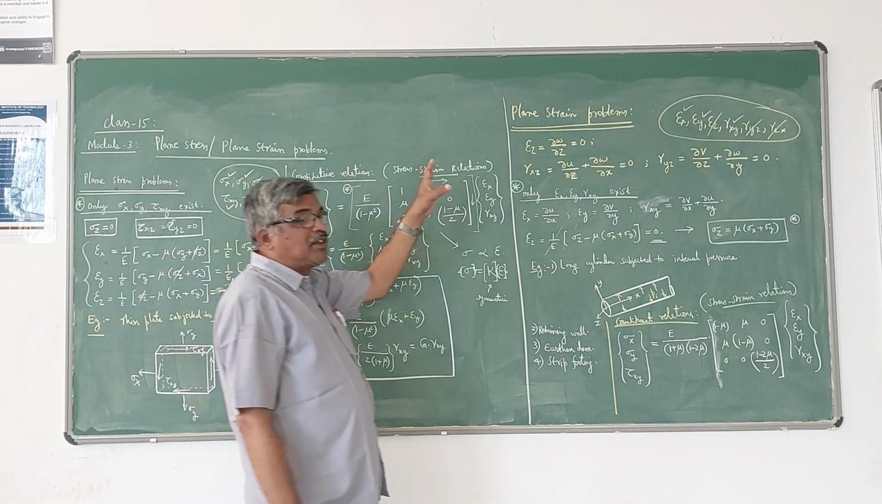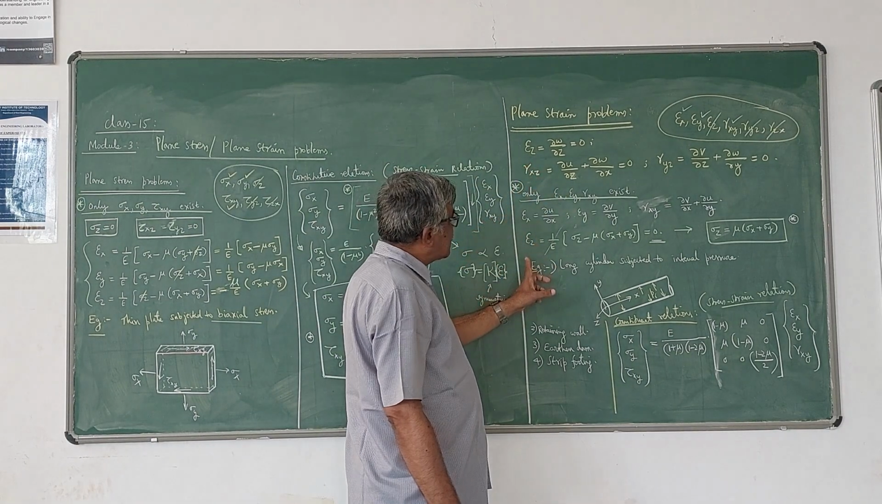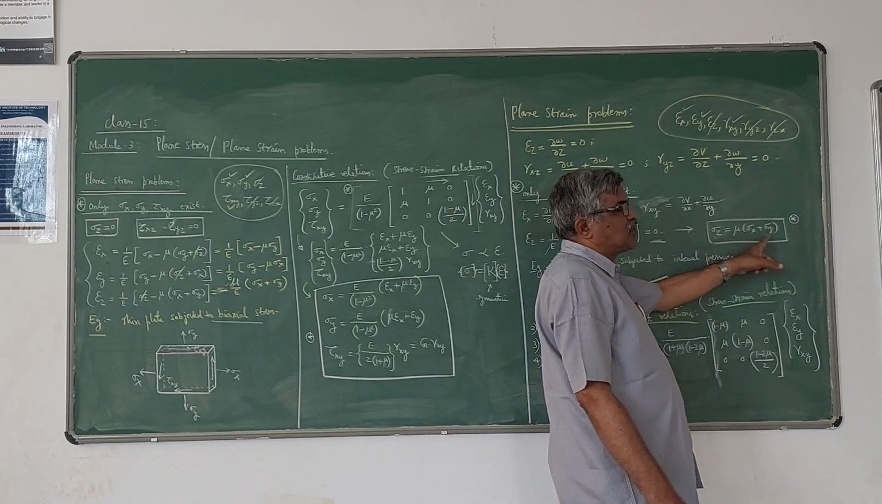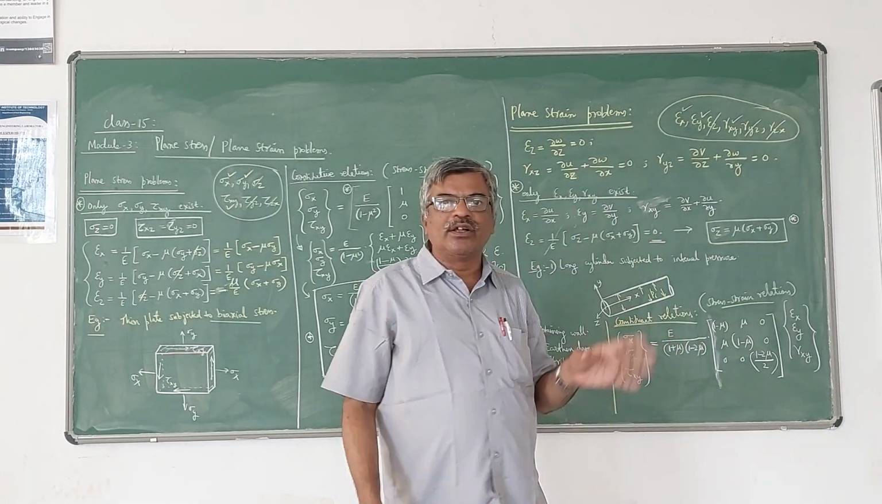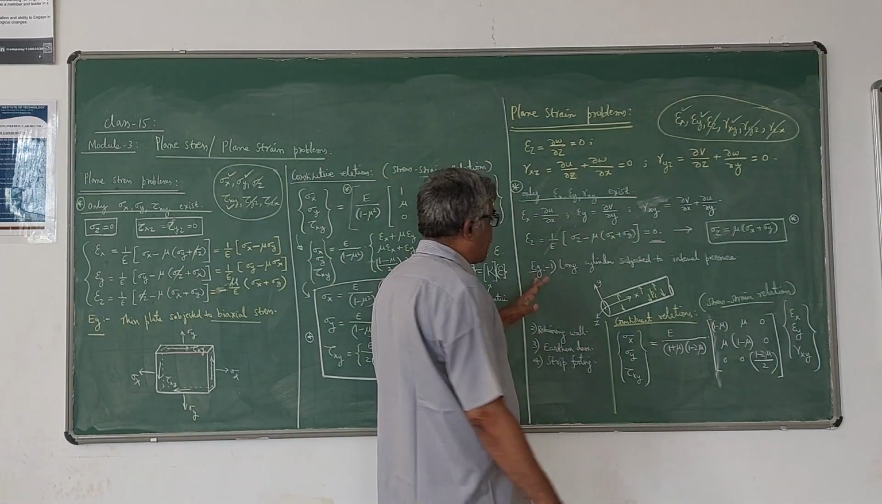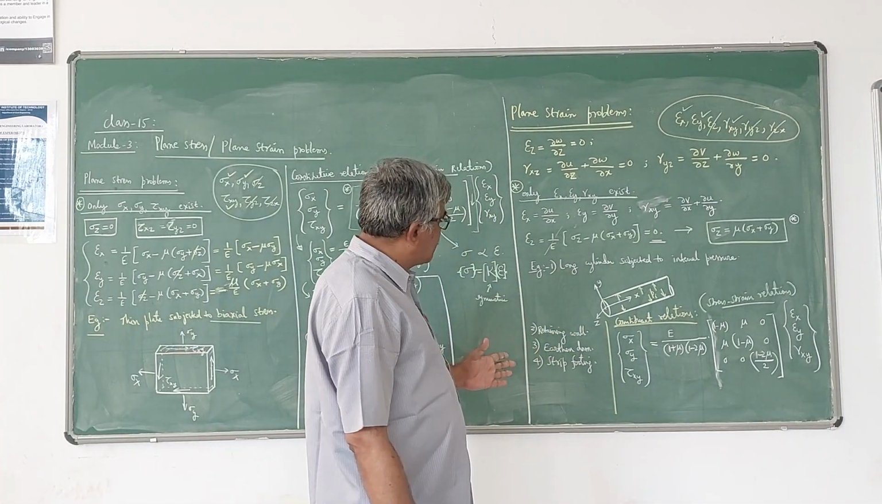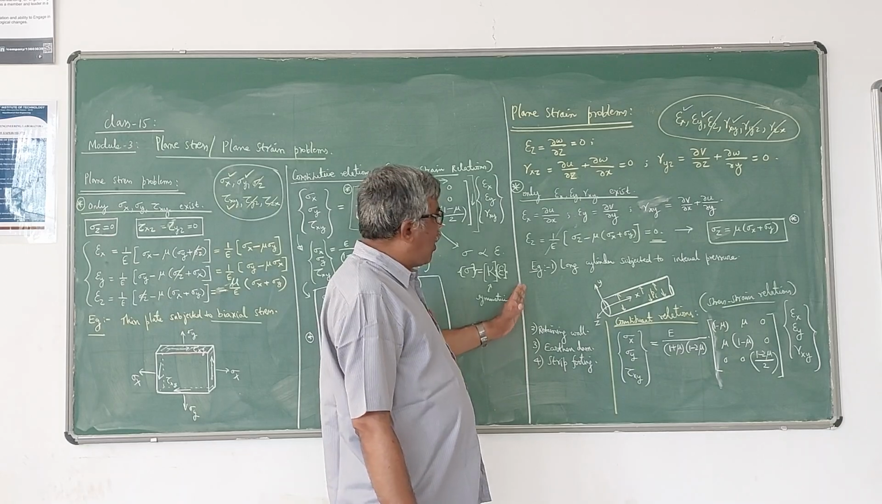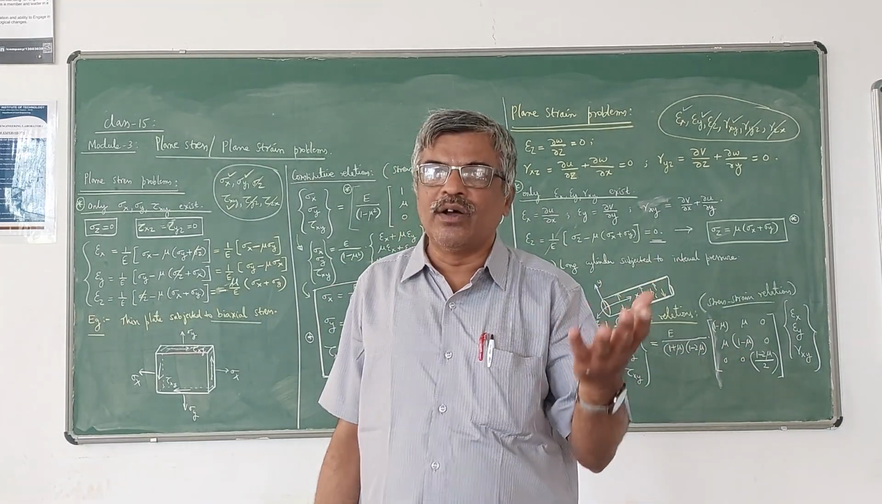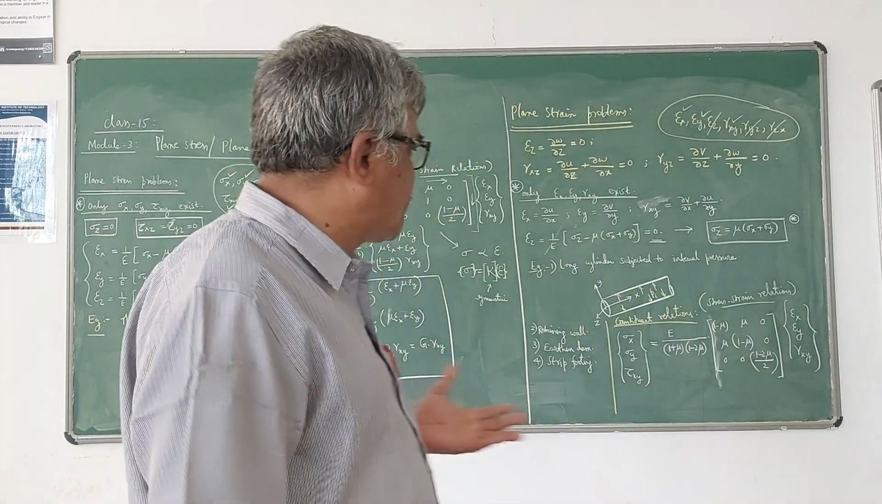In the case of plane strain problem, epsilon z is 0, but sigma z is not 0. Be careful about it. So stress is there, but there is no strain. Now, example for plane strain problems is, you can give many examples here. Long cylinder subjected to internal pressure. So, for example, water is flowing in water supply pipes, you can say.